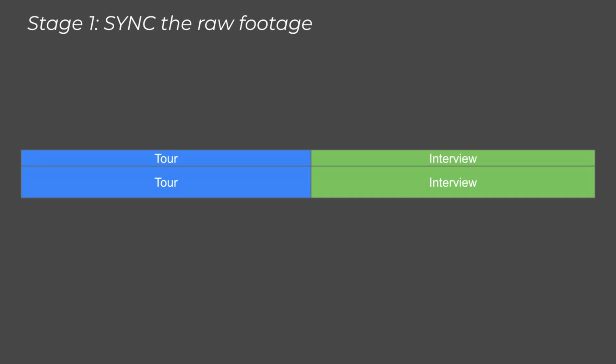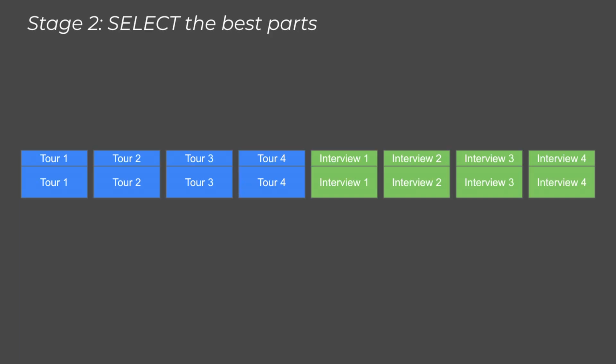First things first, get that sync set up. Then I go through and I cut my selects, basically the best parts. If there's junk, I don't want to look at it after the fact. So cut all that out. The quicker you get things cut down, the better and faster it is to get through it all. So I'll go through and I'll chop up the tour into different sections or different parts that are relevant based on topic. And then same thing for the interview.